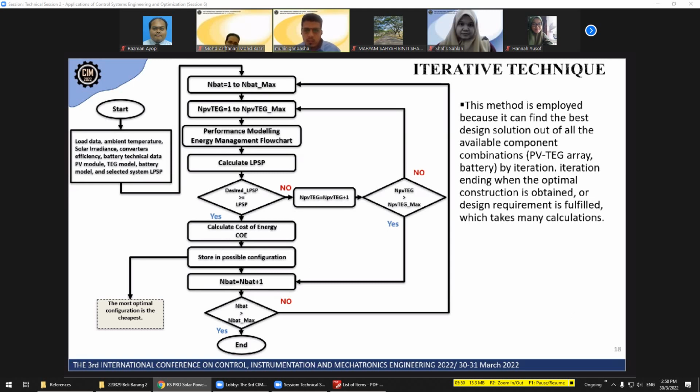We start with one battery and one panel, then increase the number of panels to the maximum number. After that, increase the number of batteries until it reaches the maximum number. In each case, if the loss of power supply is less than or equal to the desired loss of power supply, the configuration will be stored. Also, the cost of energy is calculated. In the end, we will have many possible configurations. The most optimal configuration is the cheapest one.